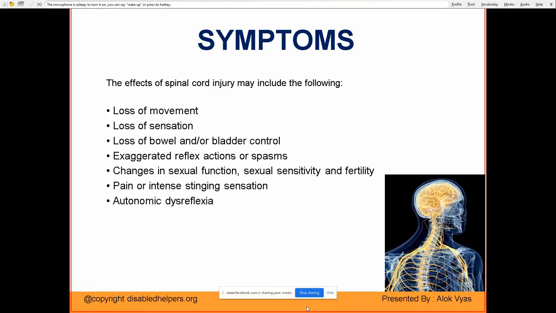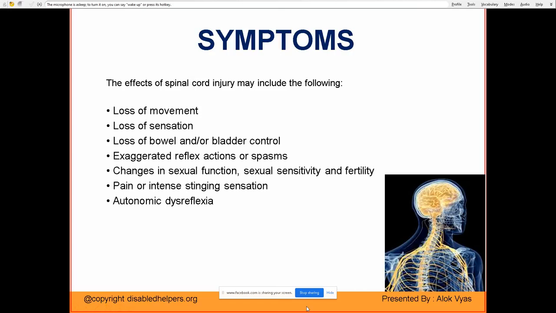Now coming to this slide, I want to show you how the spinal cord injury actually happens, and also, in the picture, as promised, I want to show you how the spine and the cord look. So this is the example of a car accident.